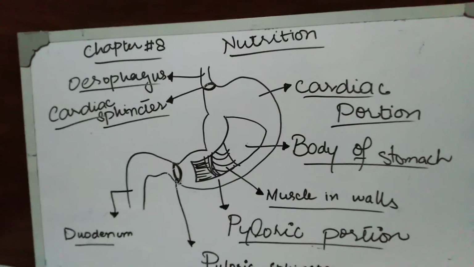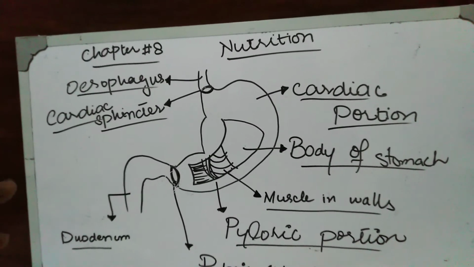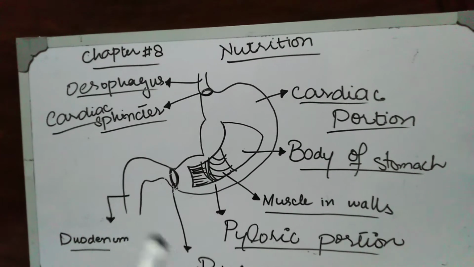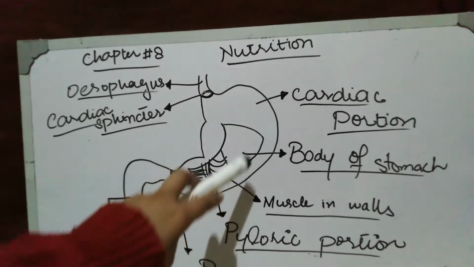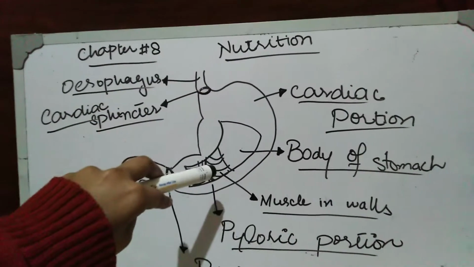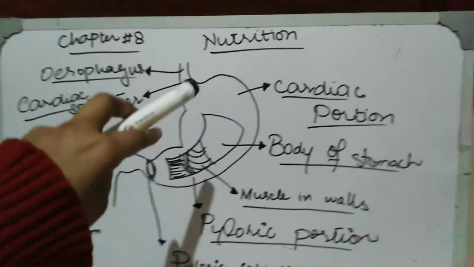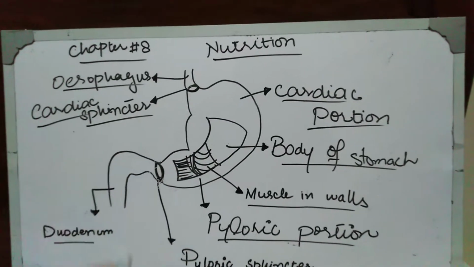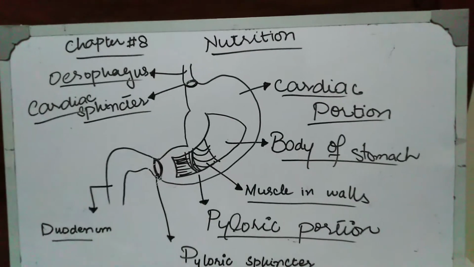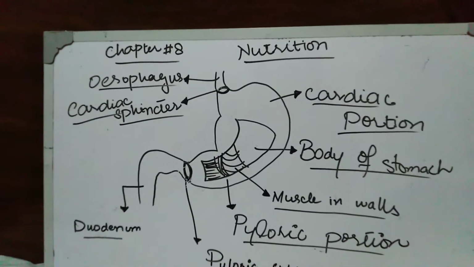and hydrochloric acid converts pepsinogen into pepsin. It means our stomach walls secrete pepsinogen and HCl, and then HCl converts the inactive form, pepsinogen, into pepsin. Pepsin is actually the active form.